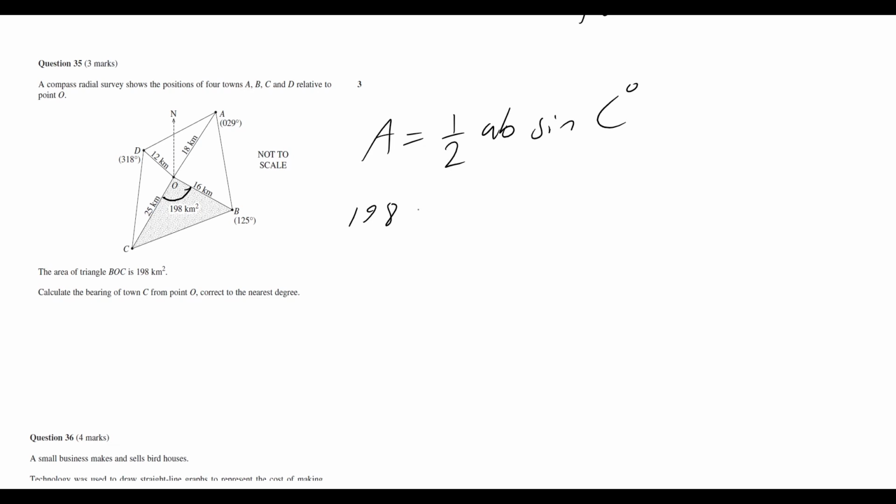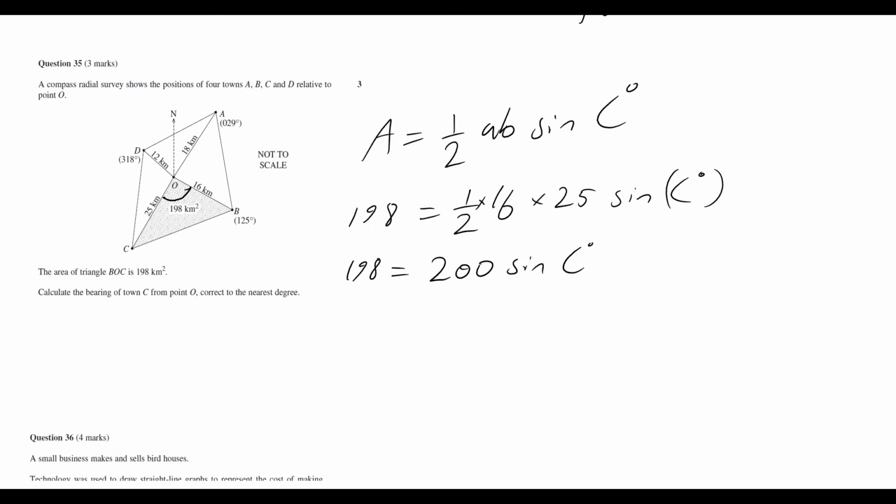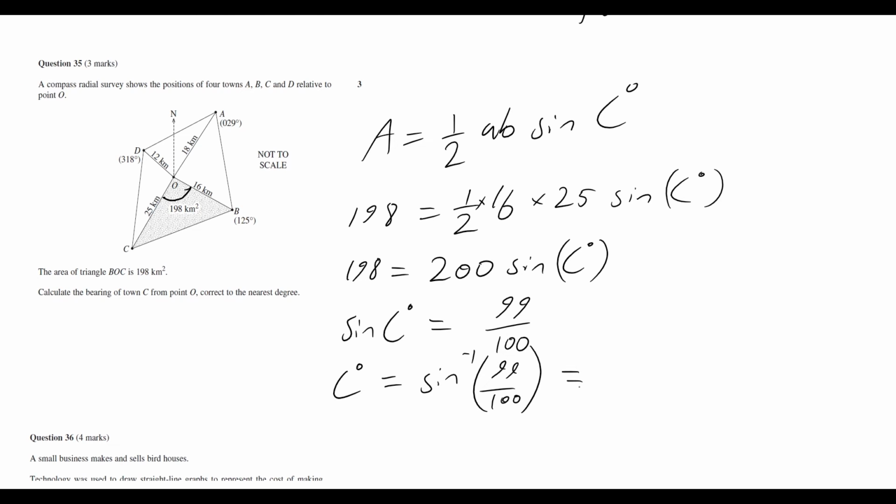We know that 198 is the area, and it's equal to 1/2 times 16 times 25, times sine of the angle C. Half times 16 is 8, 8 times 25 is 200, so we get 198 equals 200 sine C. Rearranging for sine of C, we divide both sides by 200, and we end up with sine of C equals 198 over 200, which we can simplify as 99 over 100. Now we take the sine inverse of both sides, and we get that C, that angle there, is equal to sine inverse of 99 over 100. That will give us an angle of about 82 degrees.